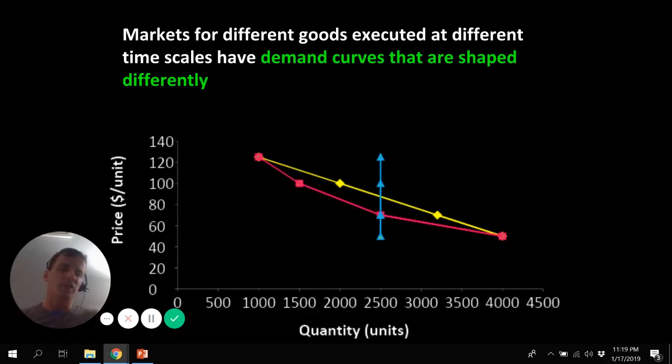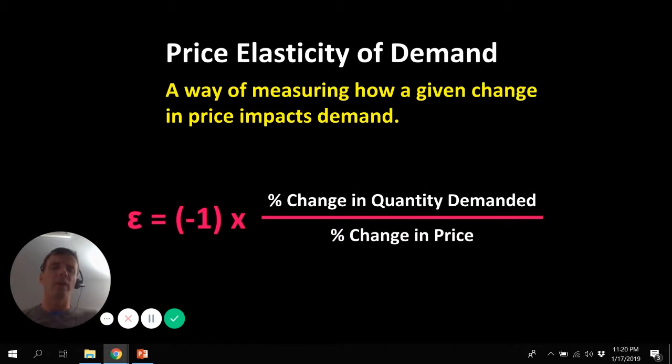So markets for different goods executed at different timescales have demand curves that are shaped differently. This shows three examples of different demand curves, one in blue, one in yellow, and one in pink. One of the ways that we can differentiate between two different demand curves is through what's called the price elasticity of demand. This describes how a given change in price impacts demand. We measure it using this epsilon.